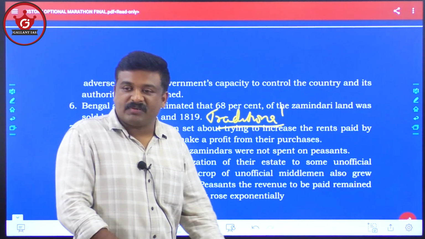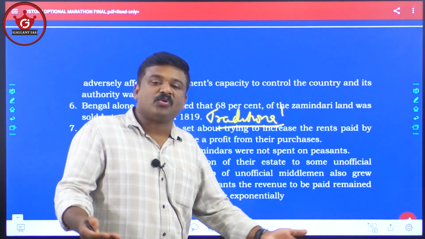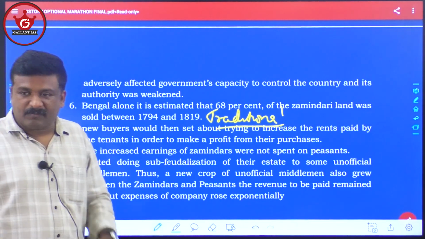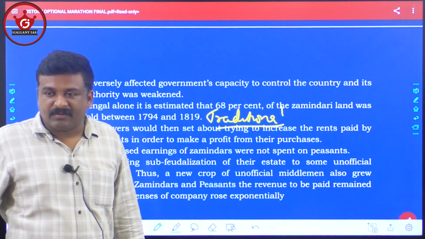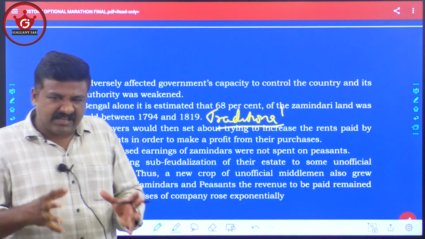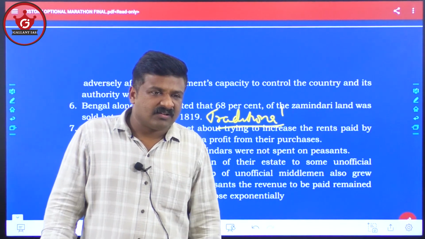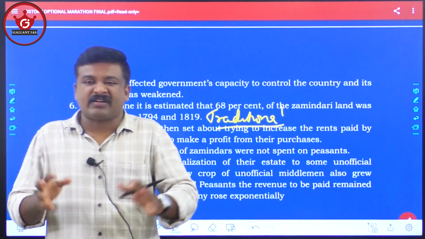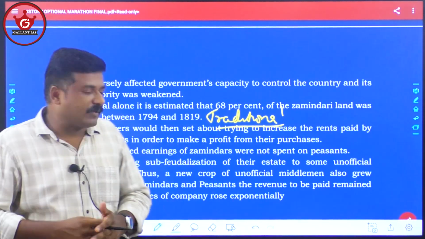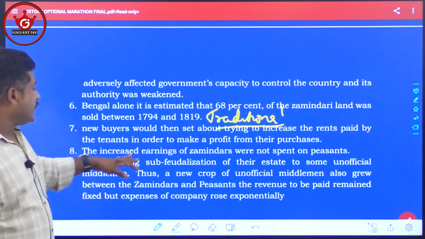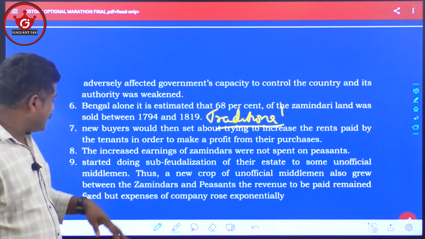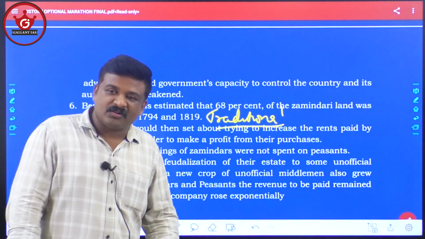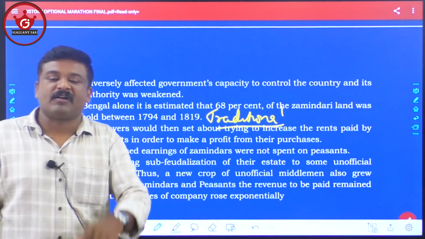Because of their sympathy for the farmers, many zamindars lost their zameen or land. And the new buyers are very, very brutal people. New buyers are not like Radhamani. They are very strict and very aggressive. Their money collection, their behavior, the slapping, all kinds of physical torture. They are very brutal people. They increased the profit share from the farmers. Increased earnings of zamindars were not spent on the peasants. You see that zamindars never spent on the farmers.